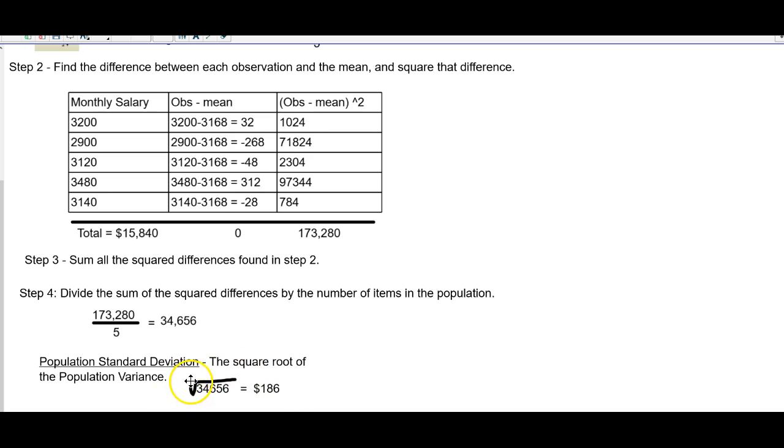So if we take the square root of 34,656, then we get a population standard deviation of $186. So it gives us one more piece of data to look at and analyze.